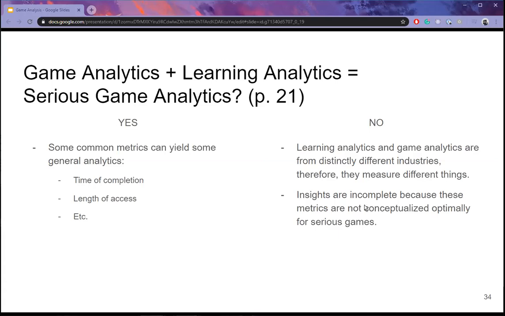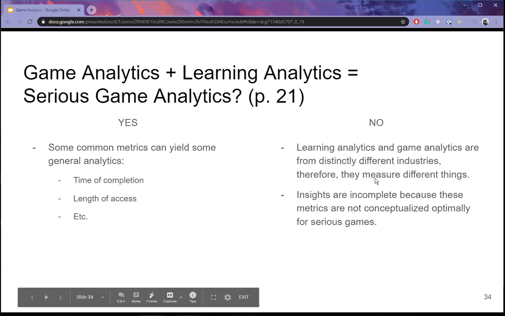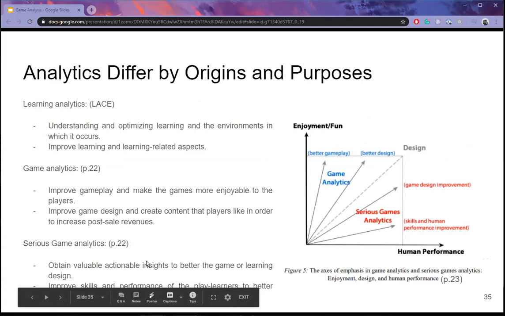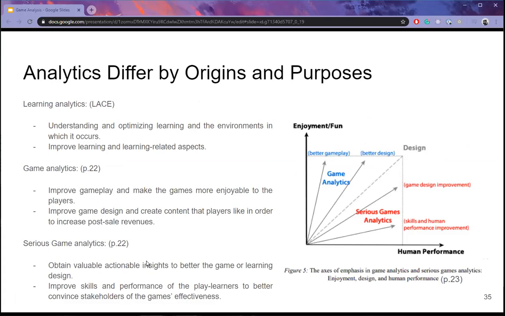But to further explain the no, these analytics differ by origin and purpose. If we look at the learning analytics purpose, it's to understand and optimize learning and the environment in which it occurs, and to improve learning-related aspects, like for example learning outcomes, learning environments, etc. For game analytics, it's mostly to improve gameplay and make the game more enjoyable to the players in order to boost sales.